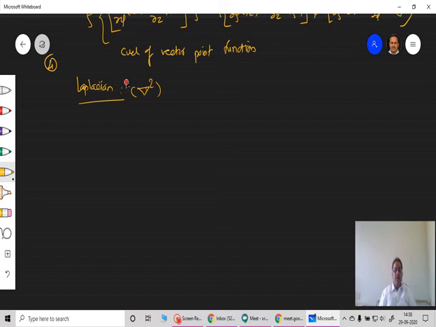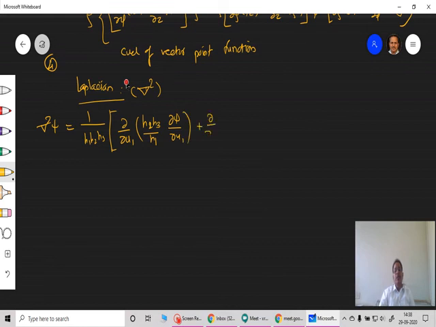So from our standard definition, the Laplacian in this orthogonal curvilinear coordinate system is given by, if you remember this expression, del square psi is equal to 1 upon h1 h2 h3, this product of scale factors, into the bracket ∂/∂u1 of h2 h3 divided by h1 into ∂psi/∂u1, plus ∂/∂u2 of h1 h3 upon h2 into ∂psi/∂u2, plus ∂/∂u3 of h1 h2 upon h3 into ∂psi/∂u3.